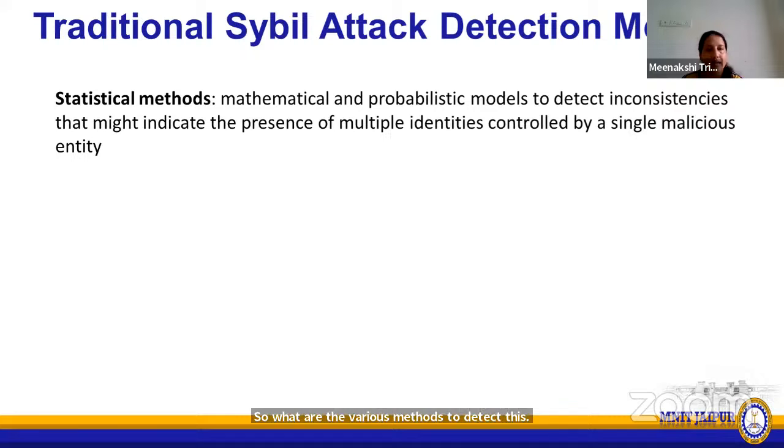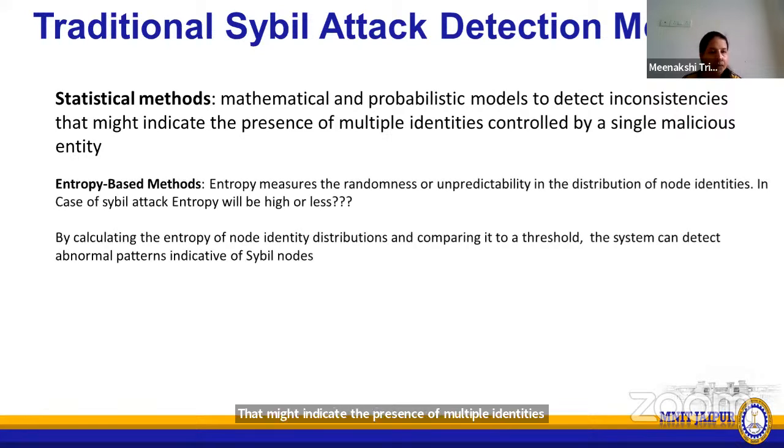First one is the statistical method, which is based on the concept of mathematics and probability to detect the inconsistency that might indicate the presence of multiple identities. And when we classify these statistical methods, the first one can be the entropy-based method. So what is the meaning of the term entropy? Entropy represents the randomness or unpredictability in the distribution of the node identities. So in case of Sybil attack, since a single physical entity is creating multiple identities, their entropy will be high or low?